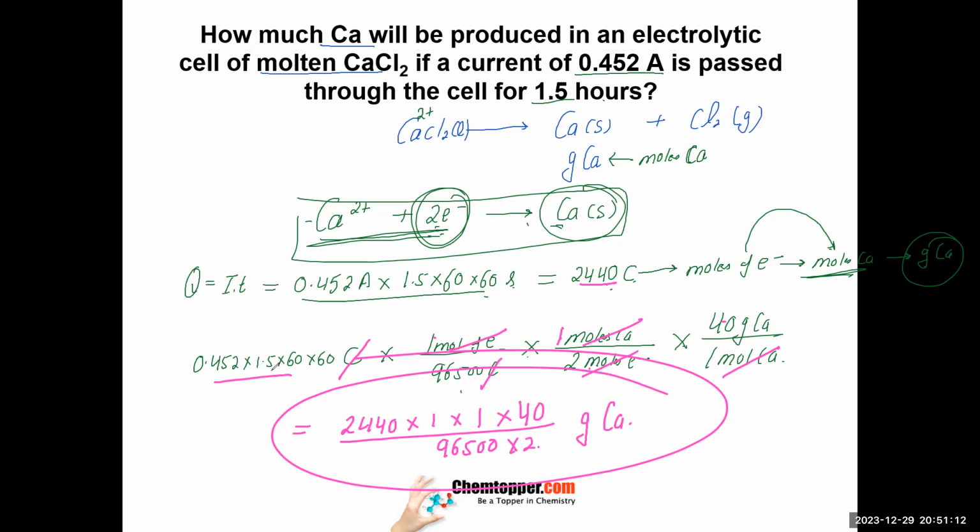Children, are you getting this? So what you are going to do? Whatever information is given to you here, I and T, you get the Q, convert Q to moles of electrons, convert moles of electrons to moles of calcium, convert moles of calcium to grams of calcium.